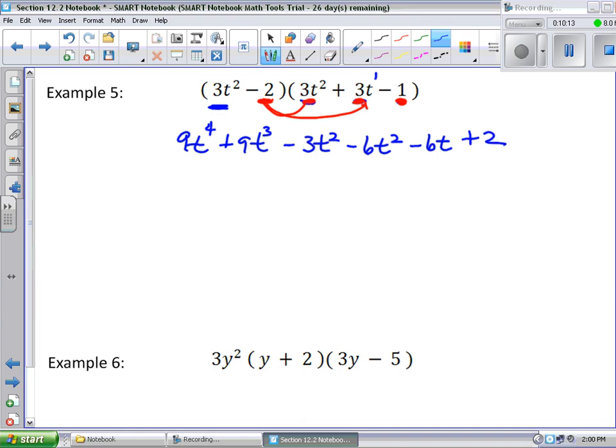plus 2. Now combining the like terms, I'll have 9t to the 4th plus 9t cubed. When I add the negative 3t squared and the negative 6t squared, I'll get negative 9t squared, and then recopy in the negative 6t and the plus 2.